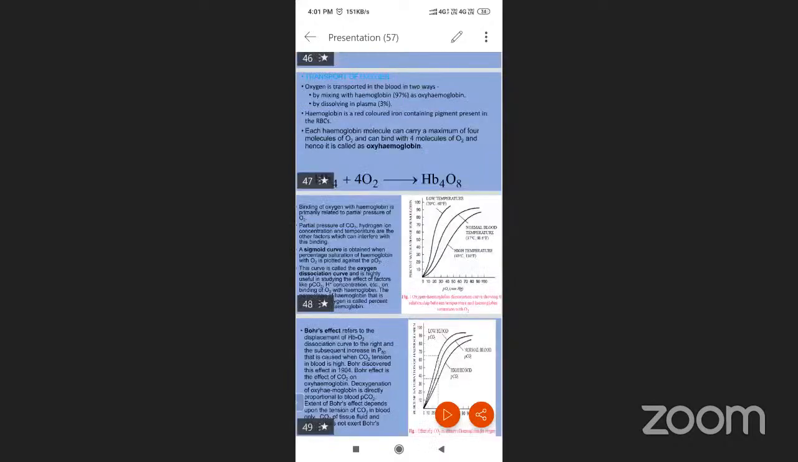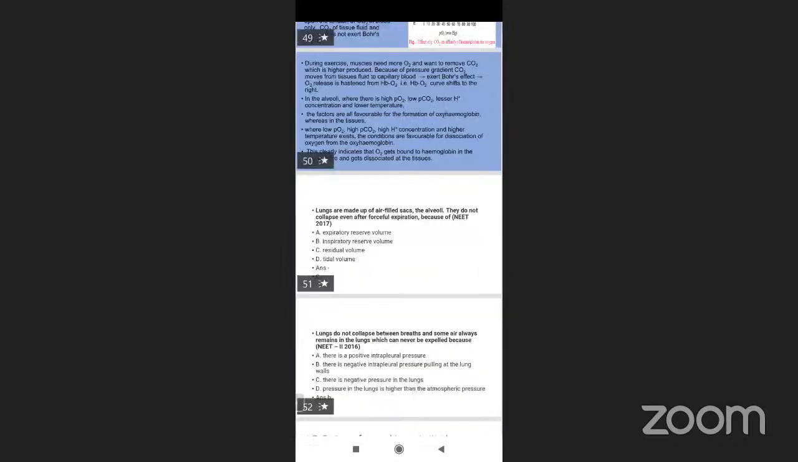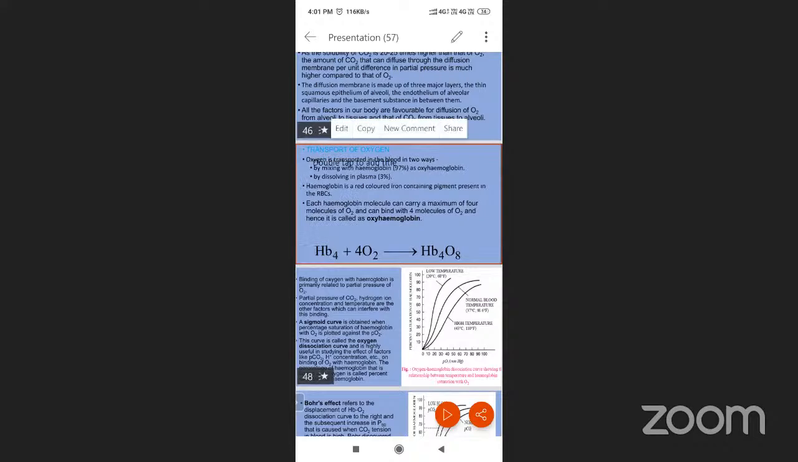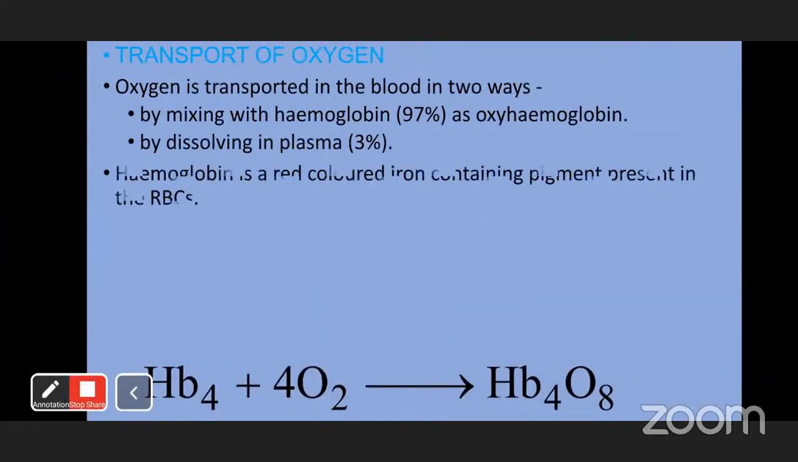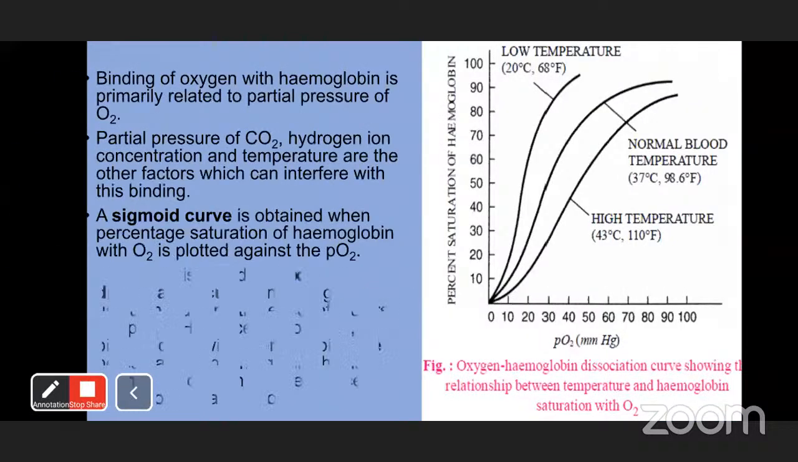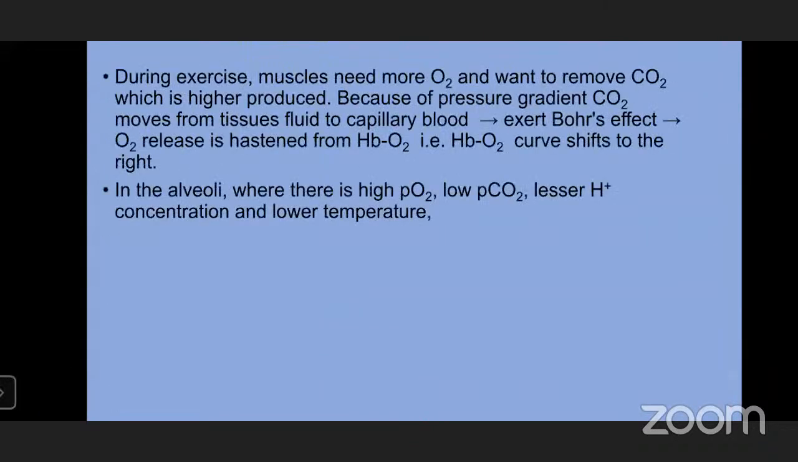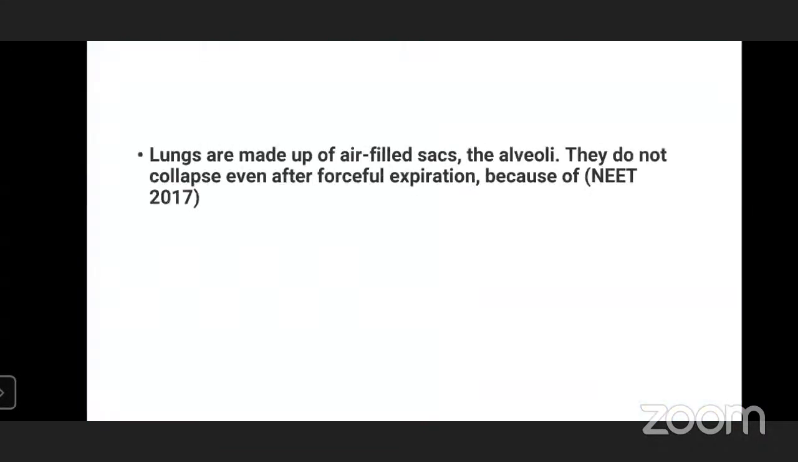As we know, we are discussing the chapter breathing and respiration, right? In the previous session, we dealt with transport of oxygen. We have completed the transport of oxygen in humans, and the next topic will be transport of carbon dioxide. But before going to that, we'll discuss some questions related to this topic.